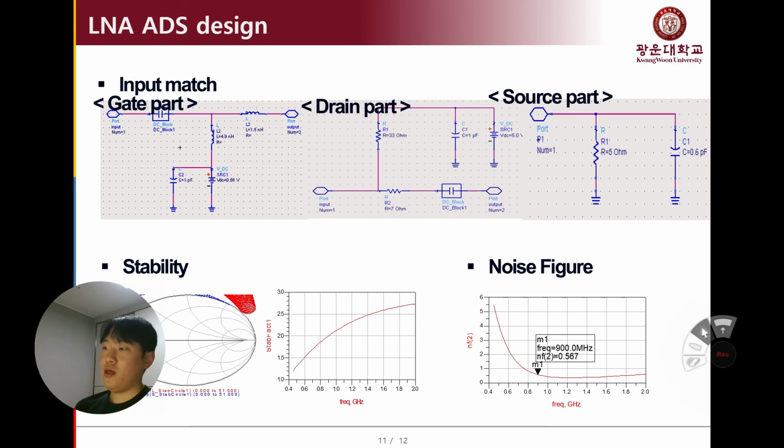As for stability, all of them went out of the concentric circle to show unconditional stability, and the stability index was also above 1. At noise figure, the noise index was found to be 0.567 dB at 900 MHz, meeting the requirements.